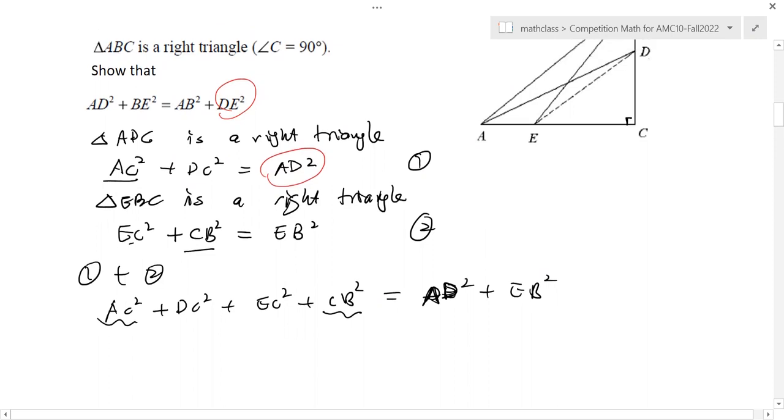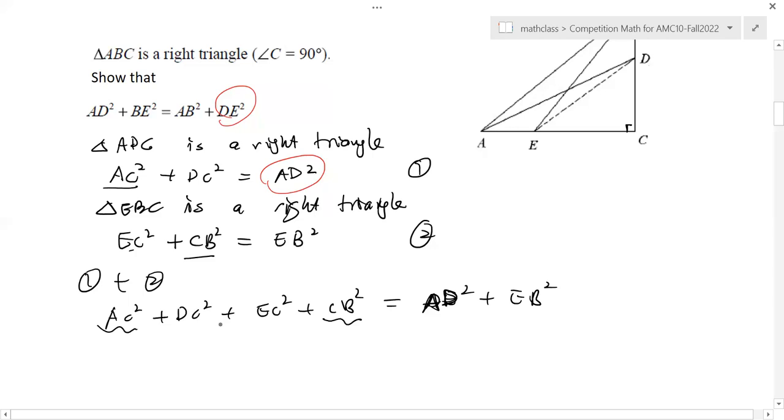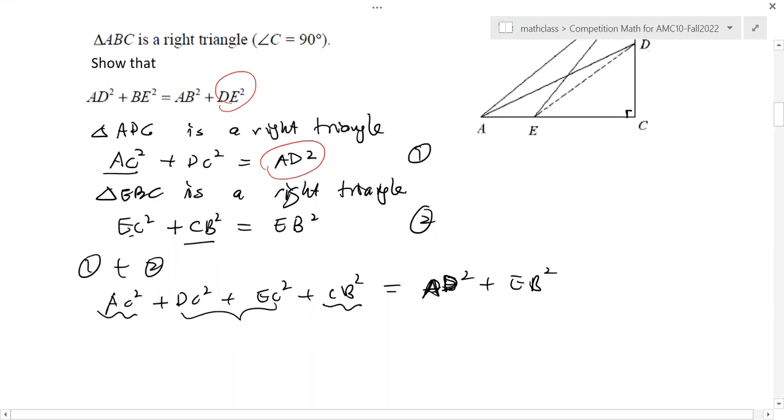Okay, then DC plus ED. DC plus EC is ED squared. So that's why you get AB squared plus ED squared, or DE squared. Okay. And then the right-hand side is just AB squared and EB, or DBE, it doesn't matter.